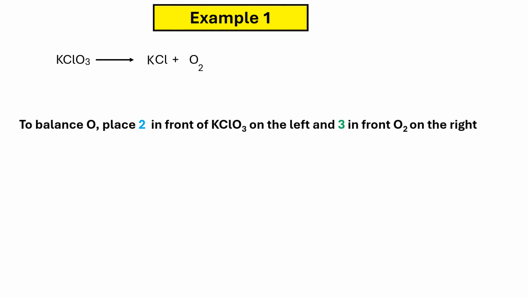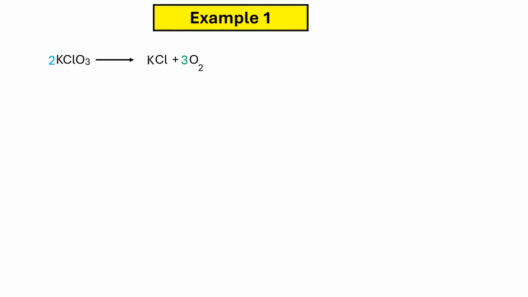In order to balance oxygen, we would place a 2 in front of potassium chlorate on the left side of the equation, and then a 3 in front of oxygen, which is on the right. So 2 for potassium chlorate and 3 for oxygen. Remember, we use coefficients, not subscripts. So now oxygen is balanced because we have 2 times 3, 6 oxygen on the reactant side, and 3 times 2, 6 oxygen on the product side.